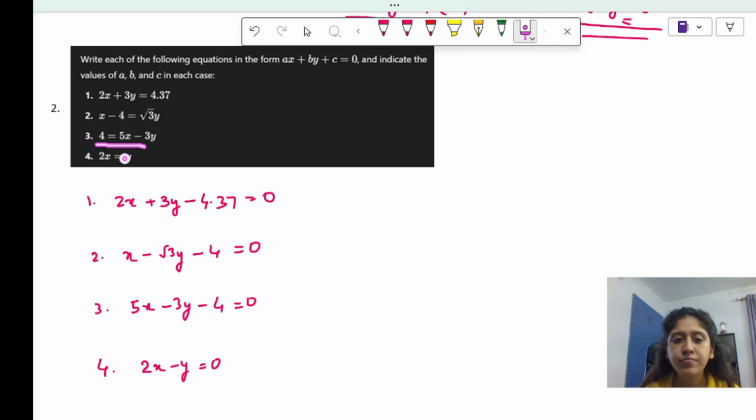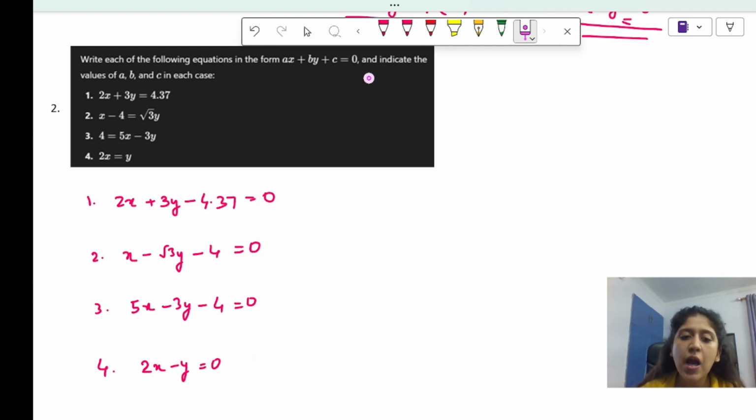Alright, so the third one, now on the left side we have just a constant, but on the right side we have certain variables. तो हम सारे numbers को right side पे ले आते हैं, that's not a problem. So 5x minus 3y and minus 4, we take 4 on the left side. Alright, so this is again the formation. Now for the fourth one, the last one, what have I done? We have 2x, then I can pick my y from the right side to the left side. So 2x minus y equal to 0. There is no constant, it is 0. And so this is also the correct form of this type of formation.